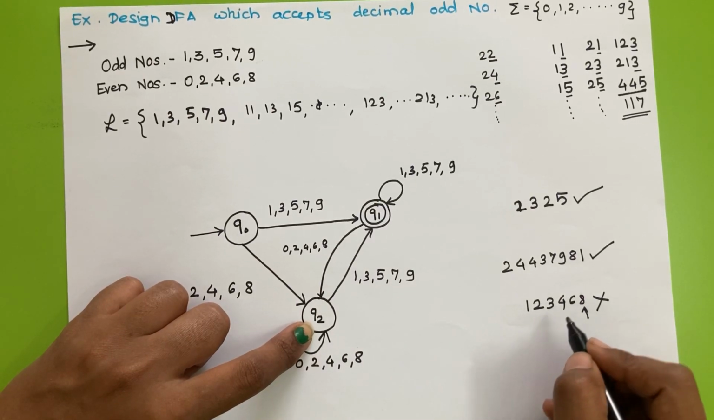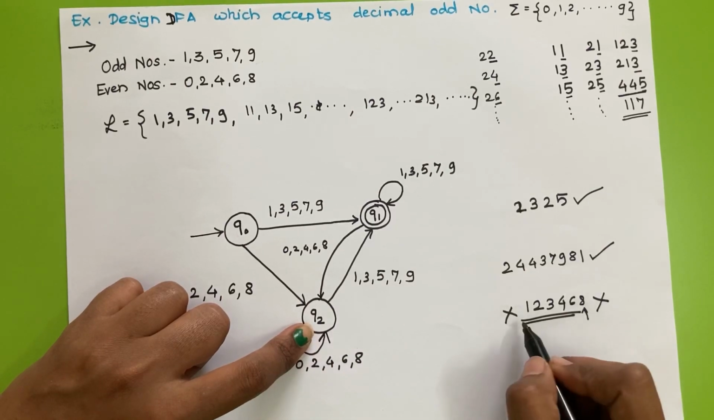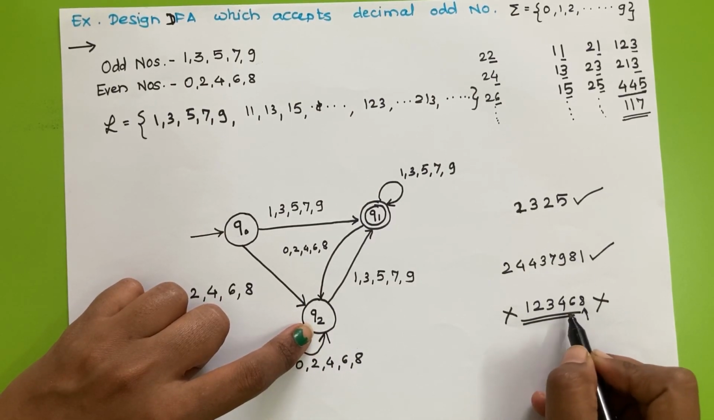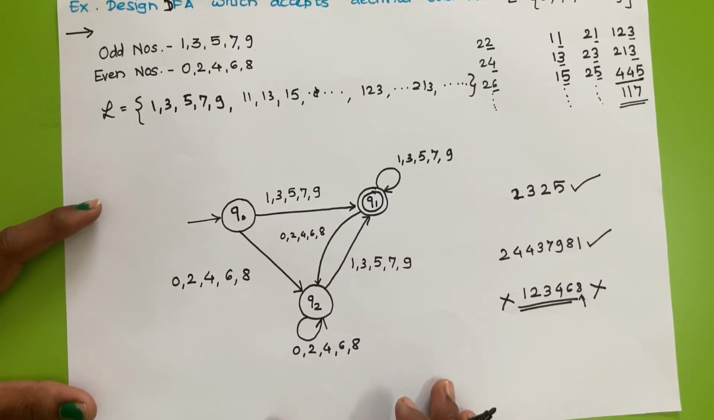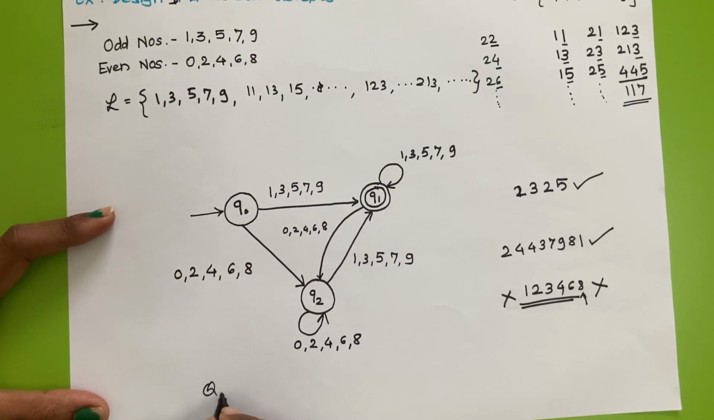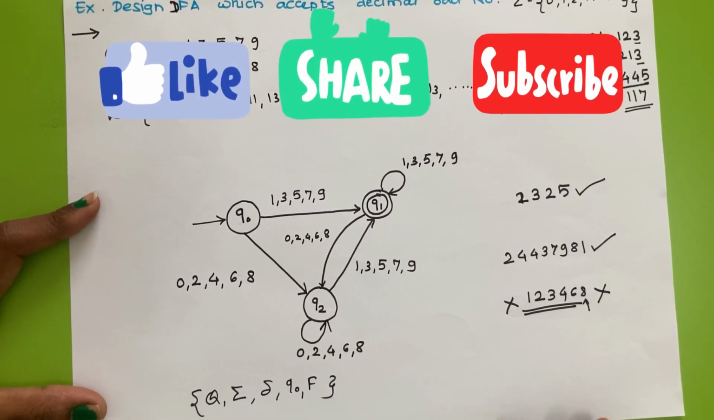And that is correct because this string does not belong to the language of this finite automata, because this is not a decimal odd number. So that's why we can say that this is our final finite automata. Now we can write Q, sigma, delta, Q0 and F, all the tuples of the finite automata. Hope you have understood this problem.